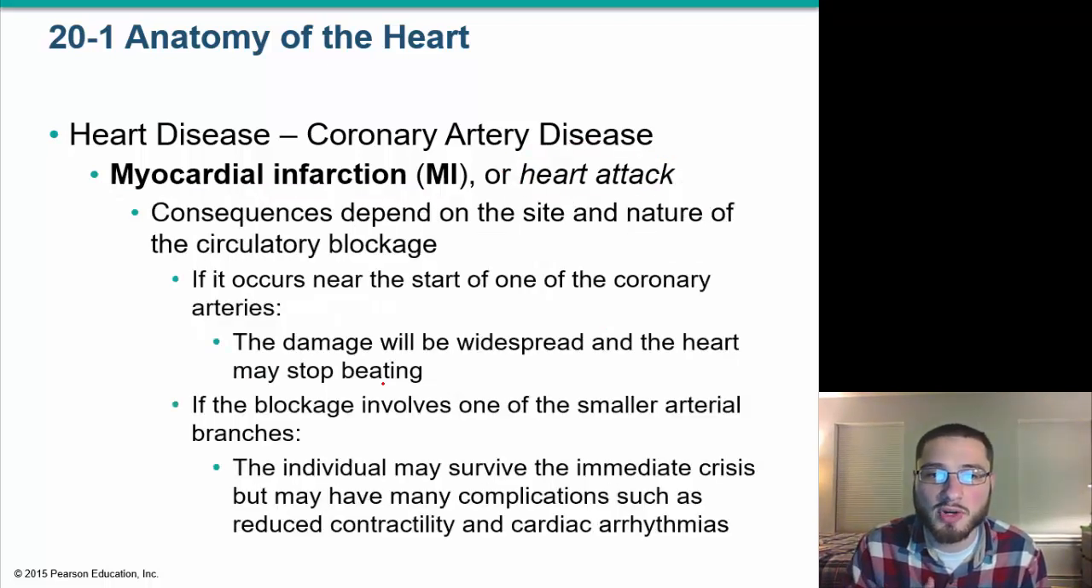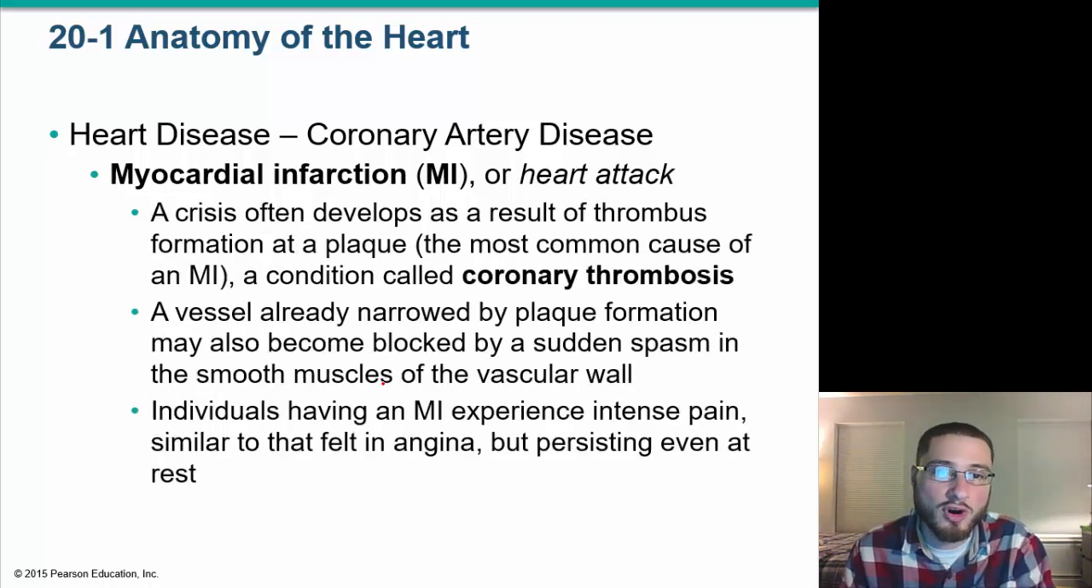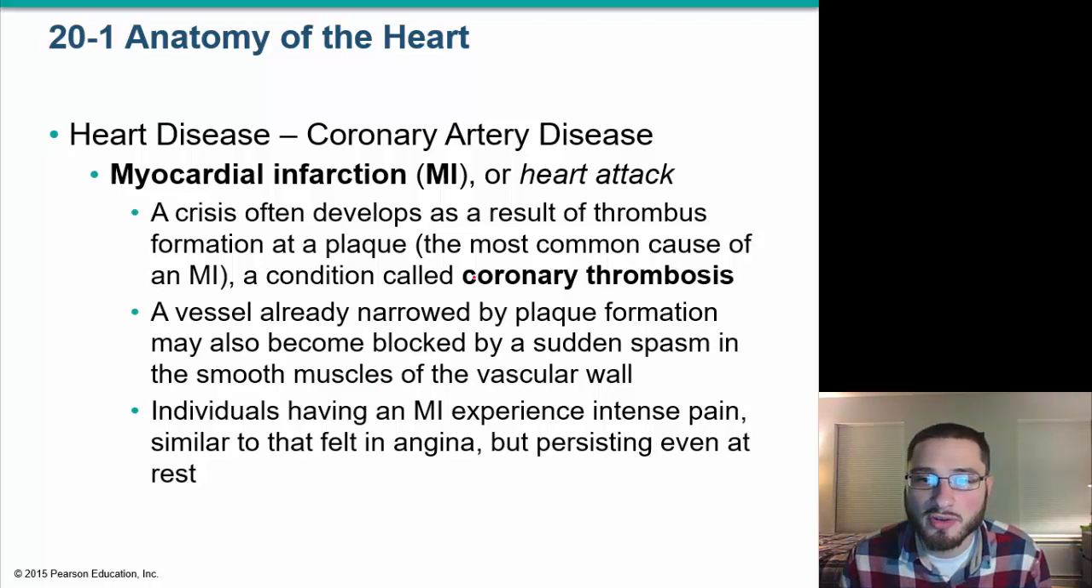As for consequences, if it occurs near the start of one of the coronary arteries, the damage will be widespread and the heart may stop beating. If the blockage involves one of the smaller arterial branches, the person is going to survive the immediate crisis, but may have complications such as reduced contractility and cardiac arrhythmia. So you're going to have further heart problems. A crisis often develops as a result of a thrombus or clot formation at a plaque, which is a condition called coronary thrombosis.